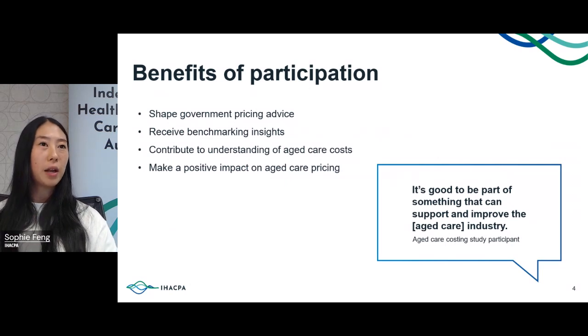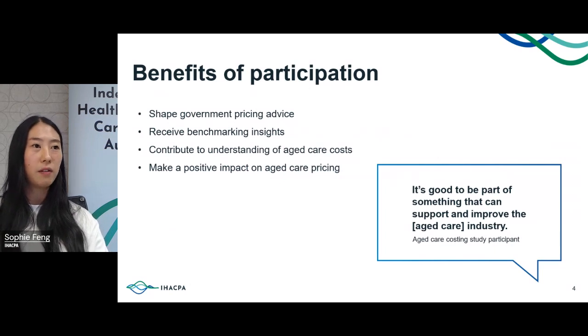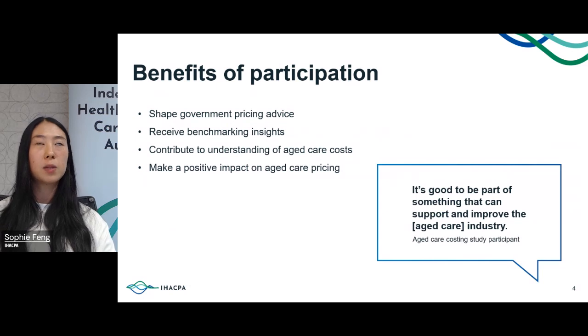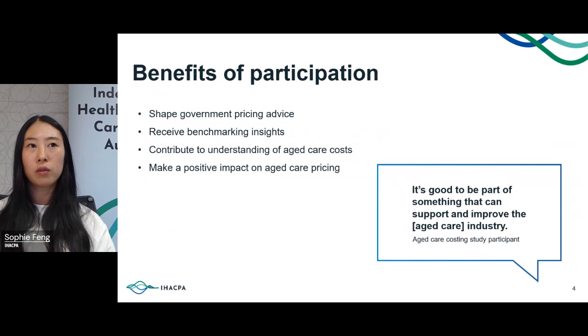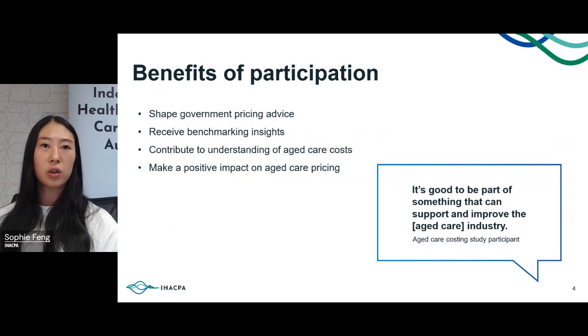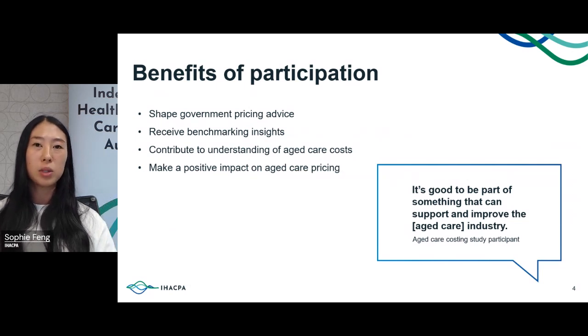Essentially, so the benefits of participation. As mentioned, it will shape the pricing advice we provide. Especially in terms of different locations like rural and remote providers, we understand, or those providing specialised services might have different costs. So the more data that we're able to capture there, the better our pricing advice can be to be reflective of all the different services.